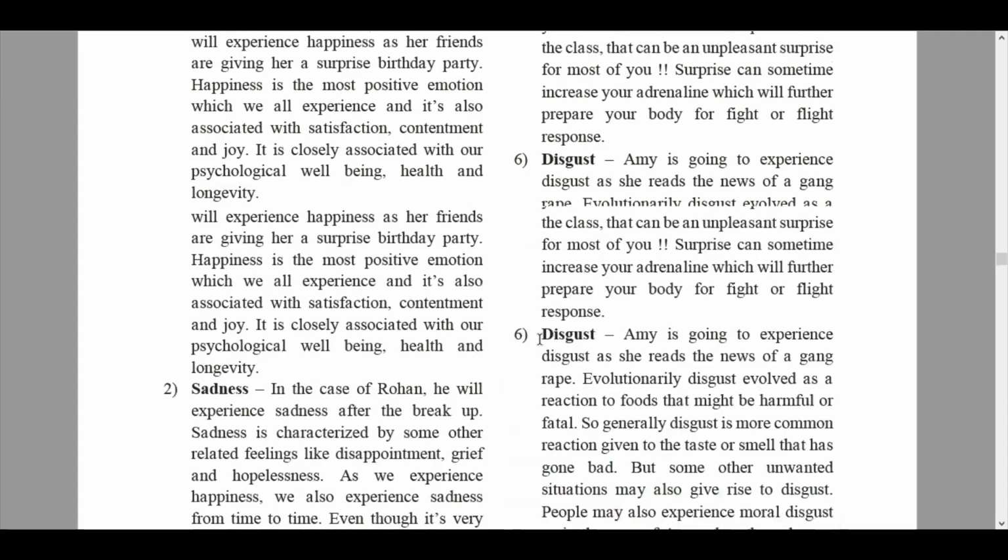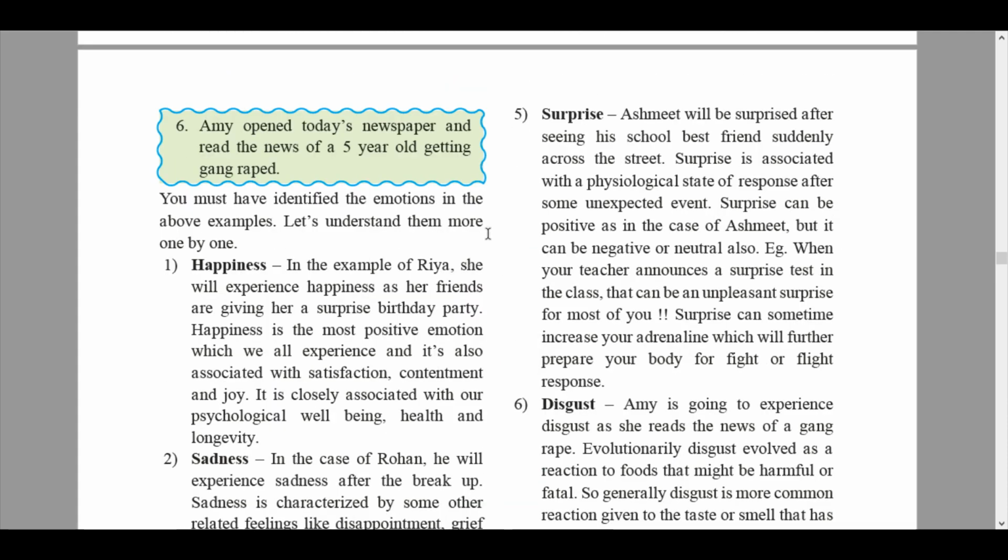Then we move forward to our fifth emotion, that is surprise. Ashmit will be surprised after seeing his school best friend suddenly across the street. He'll be jolly. He'll be like, after so many years, it's just good that I've met you. Surprised to see his friend.